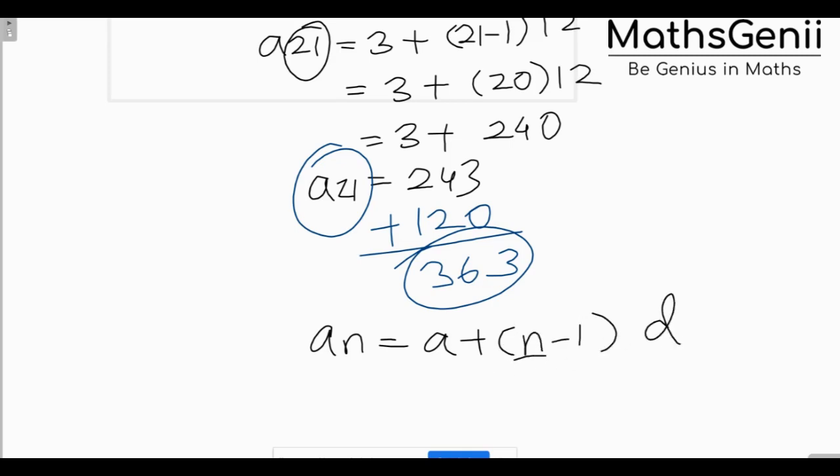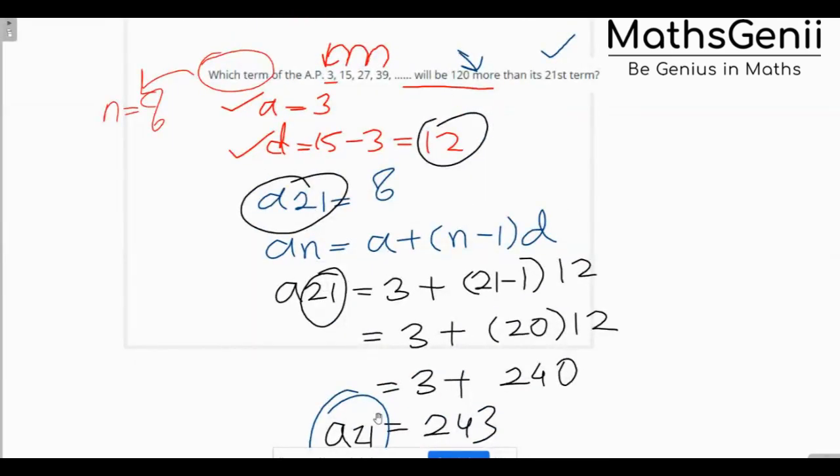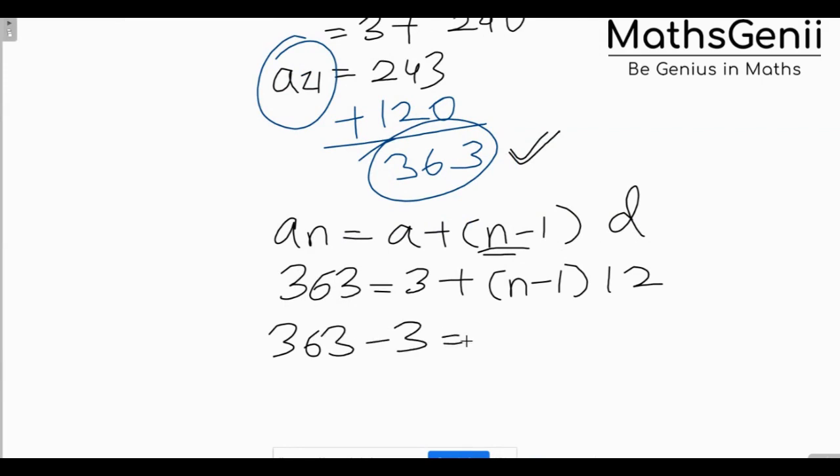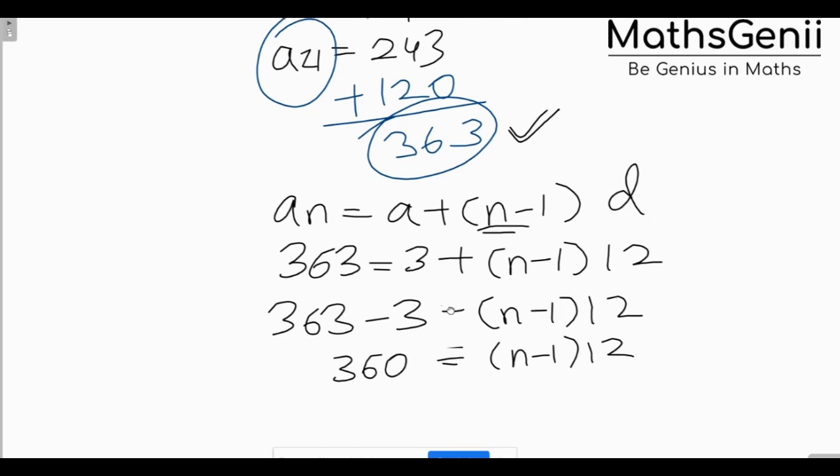I want to find n. Do I know n? No. But what do I know? This value, 363, I had calculated at the start. A is 3 and D is 12. N I don't know. Now 363 plus 3 goes this side, becomes minus 3. So 363 minus 3 is 360, which is equal to n minus 1 into 12.